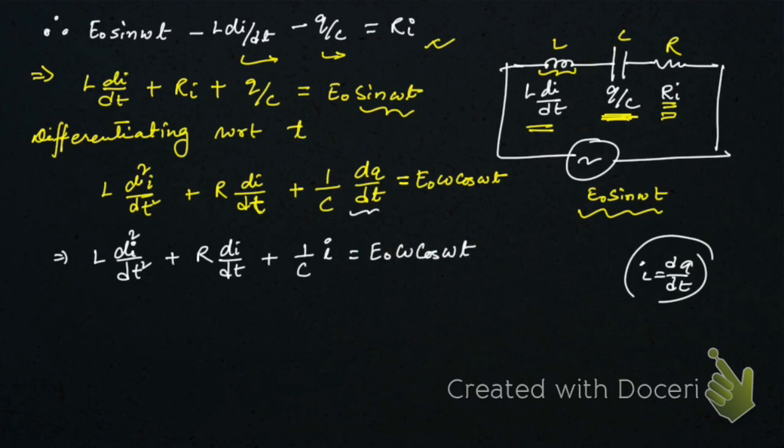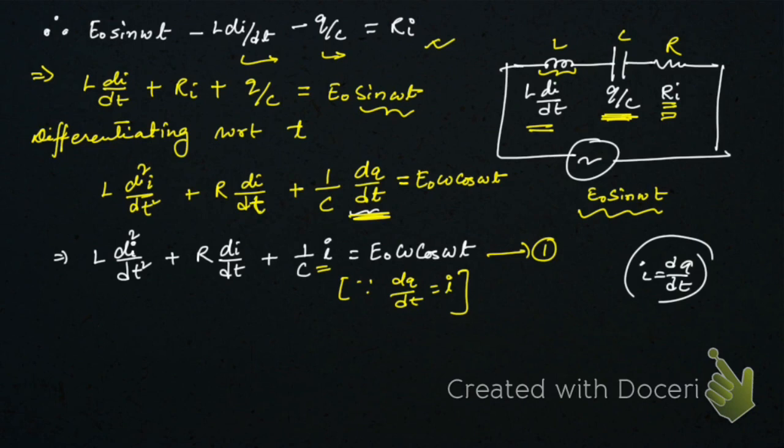So what we have done, we have written, since this dq by dt is equal to I, that's why we have replaced this dq by dt by I. So hope you have understood this. Now, this is suppose equation number 1, right?